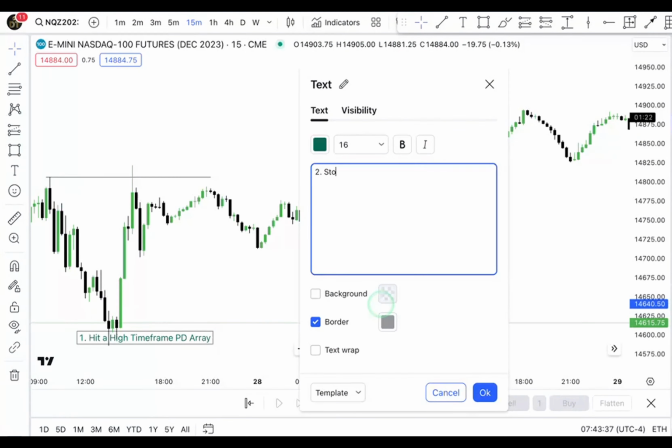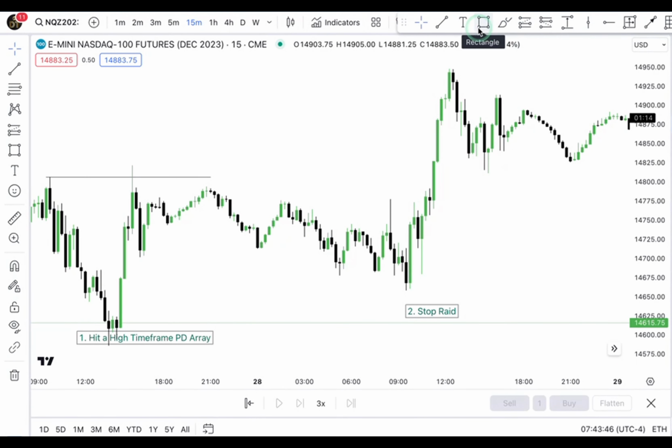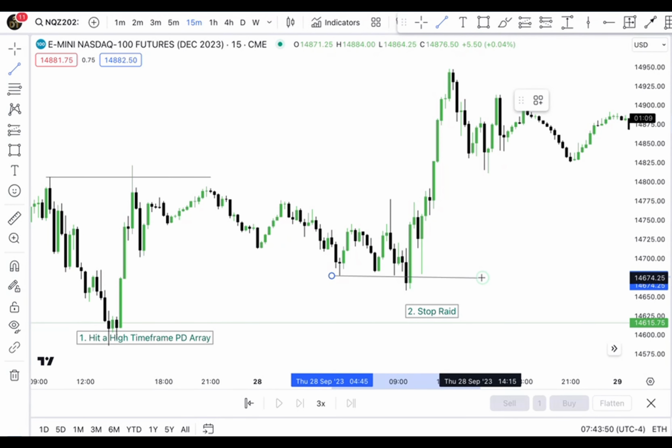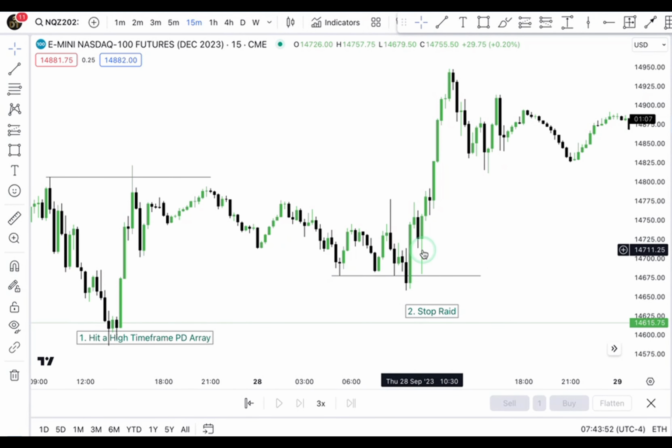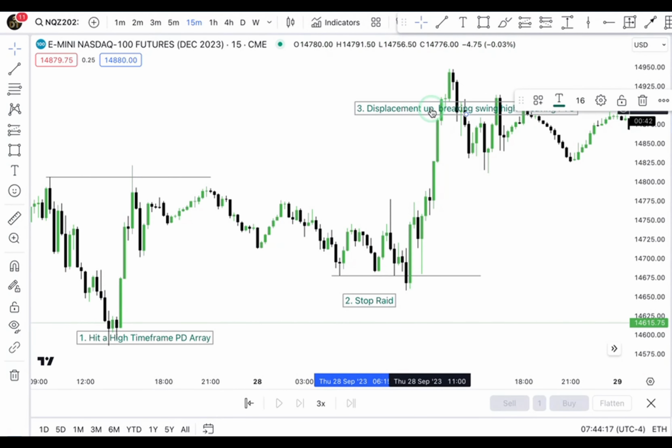Rule 2 is I want to see a stop run. What I mean with a stop run is that before the displacement up, you want to see stops being taken in the form of buy stops or sell stops. In this case, it took sell stops before giving you displacement. The third rule: displacement up, breaking swing high in our case, and leaving a fair value gap. Displacement up and leaving a fair value gap go hand in hand.